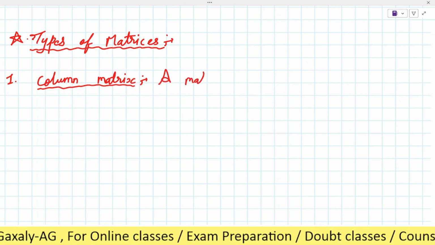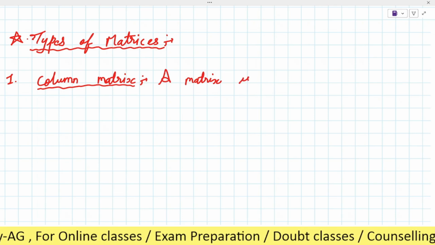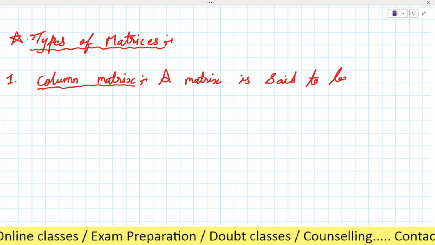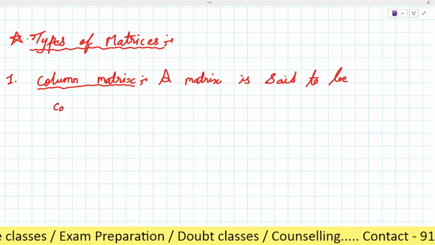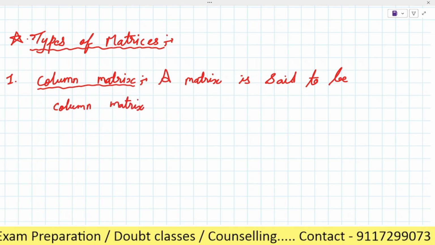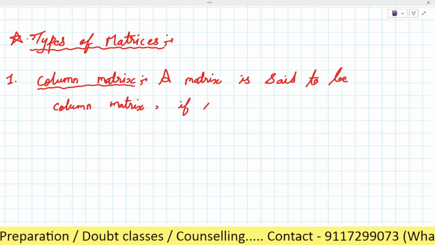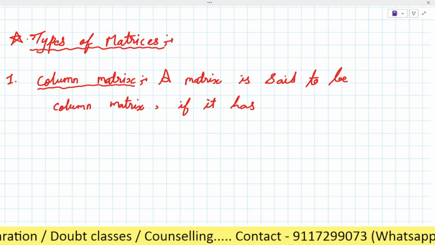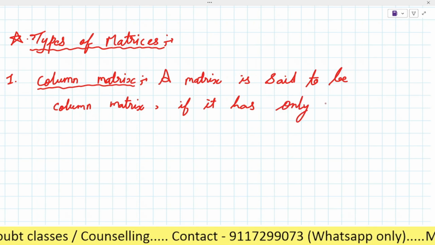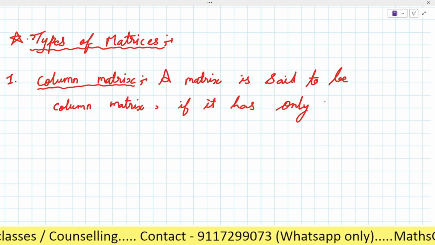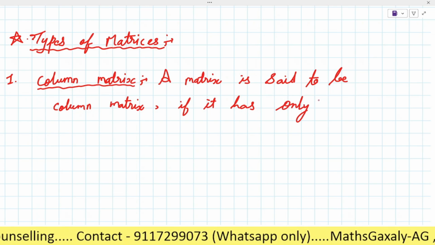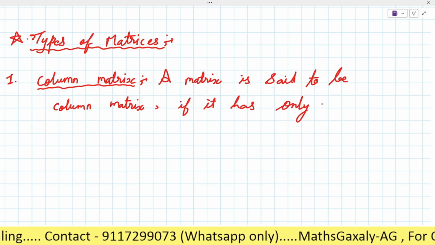So we will say a matrix is said to be a column matrix if it has only how many columns? Don't write now, okay? First try to understand it. I will give separate time for writing. First try to understand the concept, otherwise you may become confused.